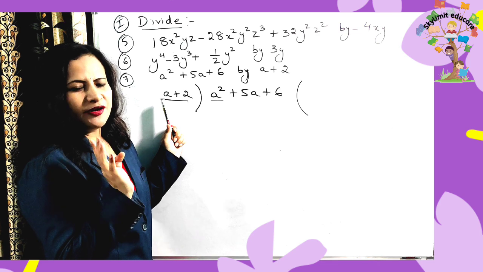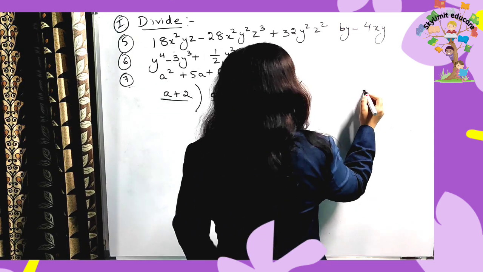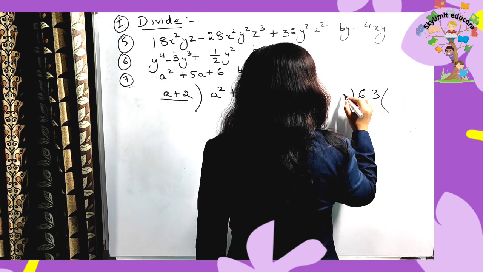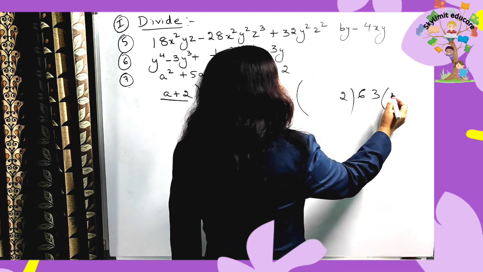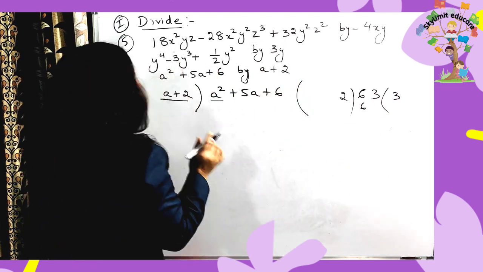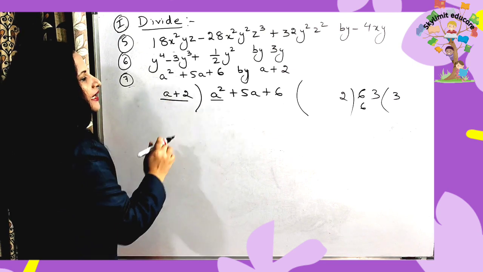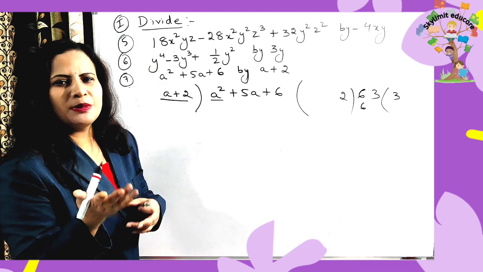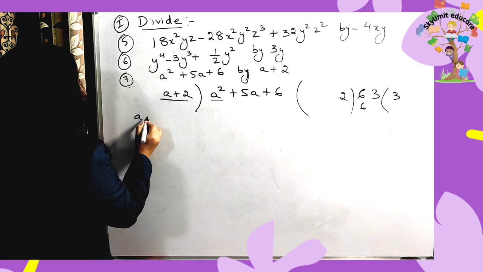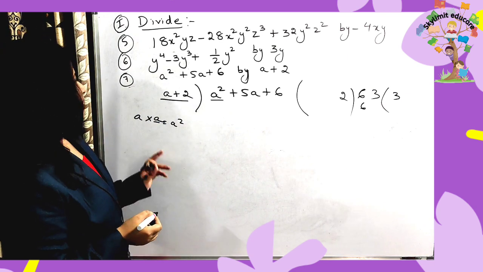Normally, when you are dividing, how are you doing it? Suppose here I have 6 and here I have 2. So I multiply 2 into 3, 6. Yes or no? The same manner you are going to do. So what should be multiplied to a to get a square? Obviously one more a. Yes or no?